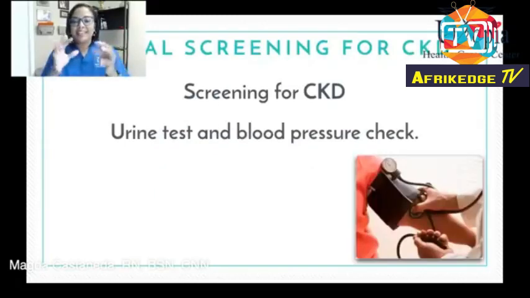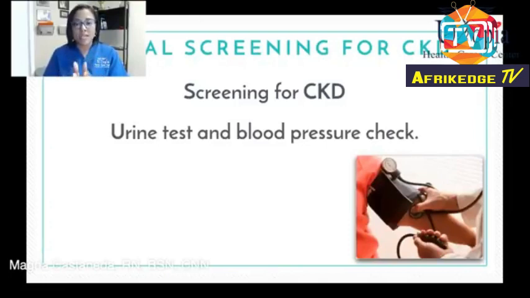The initial screening for CKD. How can you know if you have kidney disease or not? You can ask your doctor for a simple screening. It's very simple. The screening is a simple urine test and a blood pressure check. Those two things can give you an idea if you have some type of kidney failure or if you are at risk for kidney failure. So when you go to your doctor, just ask for a urine test and a blood pressure check, and that's going to be the initial screening.